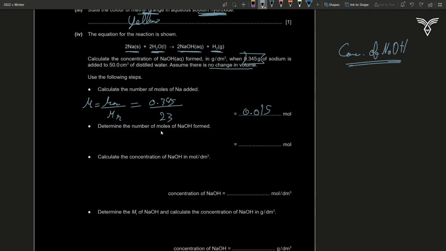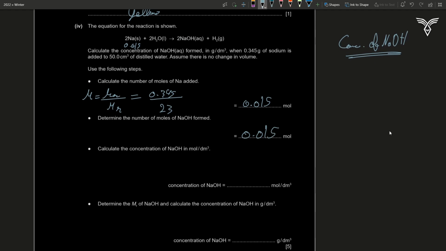Then he says determine the number of moles of NaOH formed. Here you're supposed to use the stoichiometric equation he gave you, the balanced one. You now know you have 0.015 moles of sodium, and the number of moles of sodium is directly equal to the number of moles of sodium hydroxide, because they have the same coefficient, 2 and 2. Based on this information, the number of moles of NaOH is equal to the number of moles of sodium, so 0.015 as well. Nice.